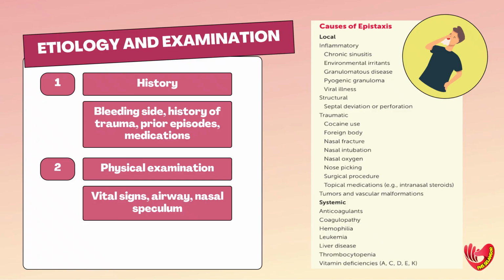Assessment begins with a detailed history, including the duration, frequency, severity, triggers, associated symptoms, and medical history. Physical examination involves inspecting the anterior nasal cavity for bleeding points, crusting or lesions using the nasal speculum, and checking the posterior pharynx for signs of posterior bleeding.